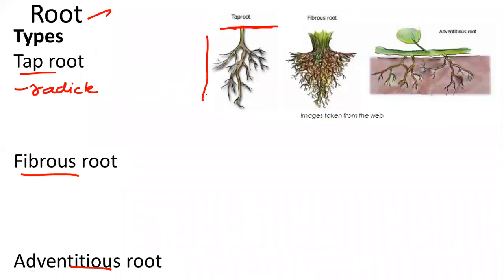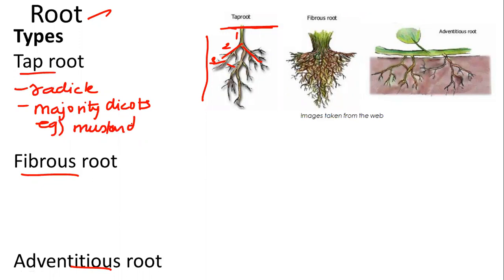It bears lateral roots. You can say this is the primary root, this is the secondary, and this is the tertiary. It keeps on emerging as lateral roots in multiple orders. The majority of dicots have taproots. Mustard is the best example.